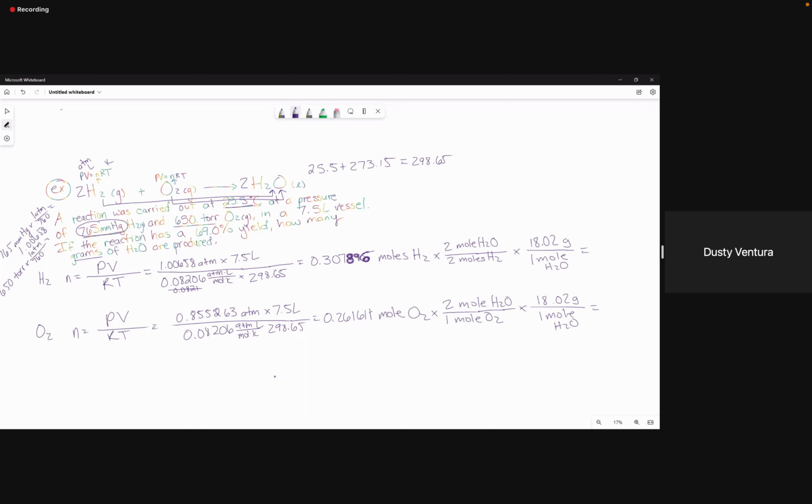Yep, that's the limiting reagent. So guess what? Convert H2 to H2O. What's the molar mass of H2O? 18. Yeah, 18. Divided by 18. No, times 18.02.